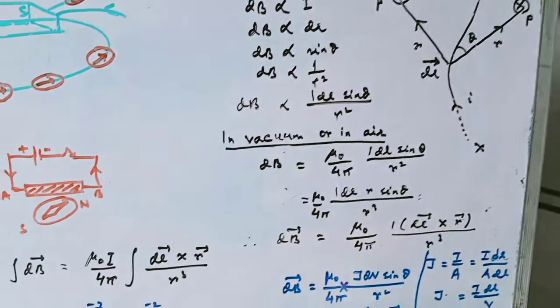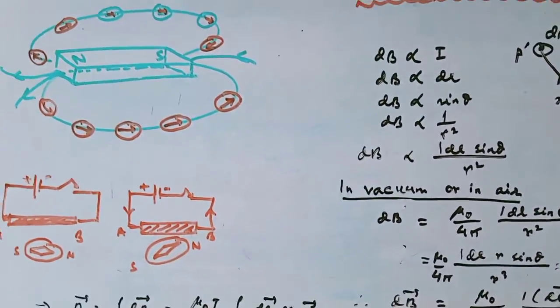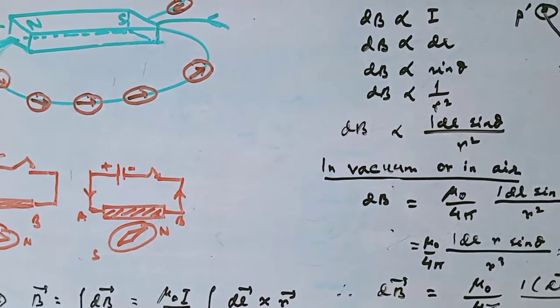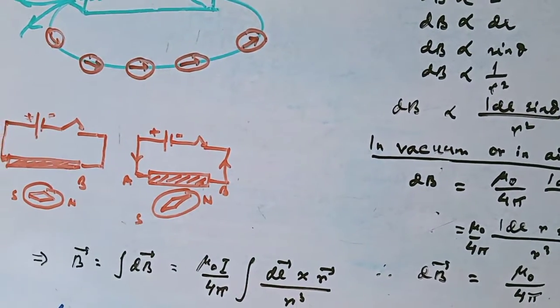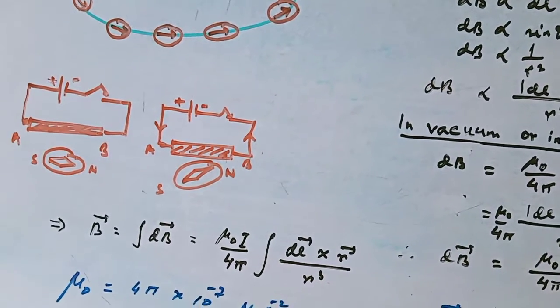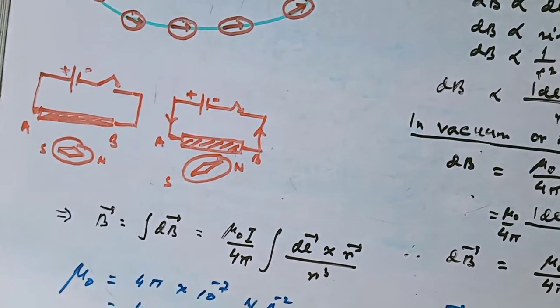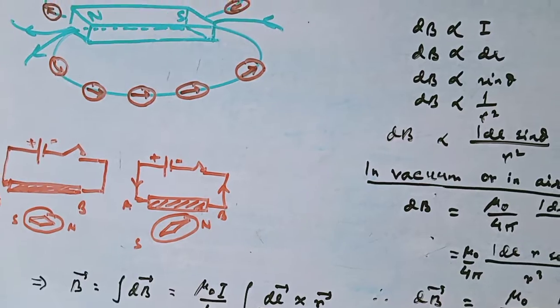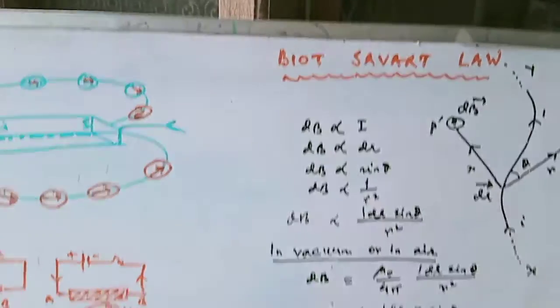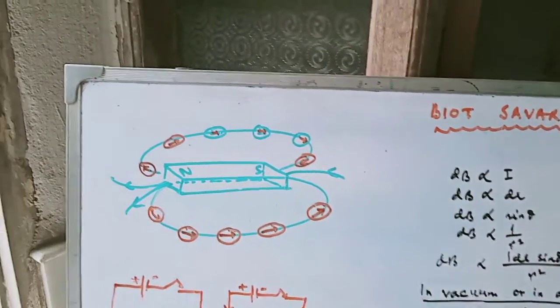Now this is the magnitude. You have to also find out the direction. To find the direction, you can apply the right hand palm rule. You can apply Maxwell's right hand screw rule, you can apply the right hand thumb rule. There are so many rules.